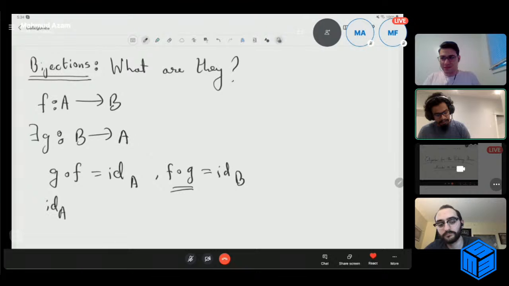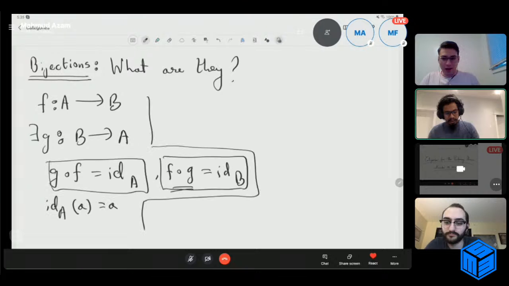So the thing is here, I don't even have to talk about it being injective and surjective, right? I'm just giving you a second map.